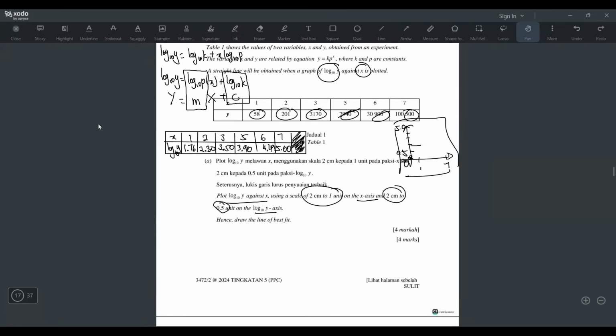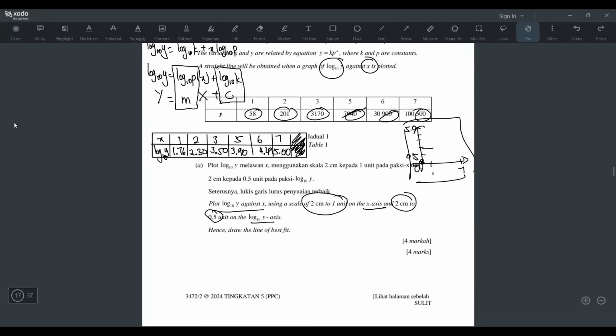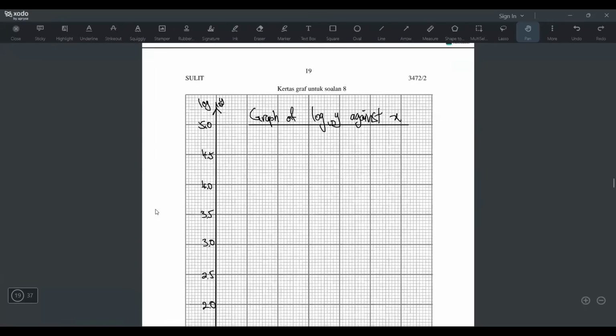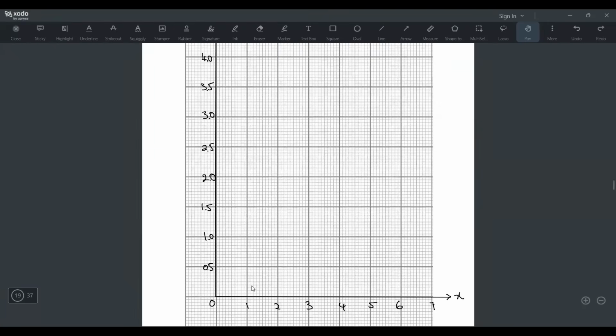The first point is 1.76. How do we plot 1.76? We find 1 first. Very easy. 1 is here. 1.76 is actually 1.5, go up 2 boxes is 1.6, go up 2 more is 1.7, and go up 1 here is 1.75. So 1.76 is just 1.75, go up a little. Let me explain a bit.